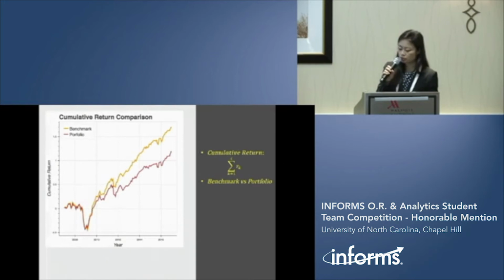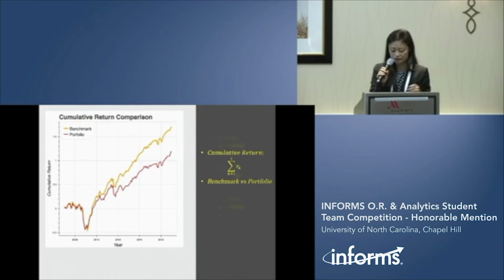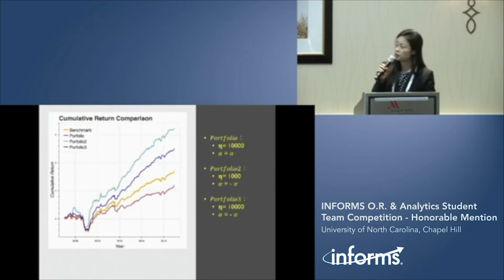Now, this is the cumulative return performance of our portfolio that we created in our first attempt, and the orange is the benchmark, and the red is our portfolio. So as you can see, our first attempt actually underperformed. But we learned from our first attempt, and we created better portfolios in subsequent attempts, namely Portfolio 2 and 3.